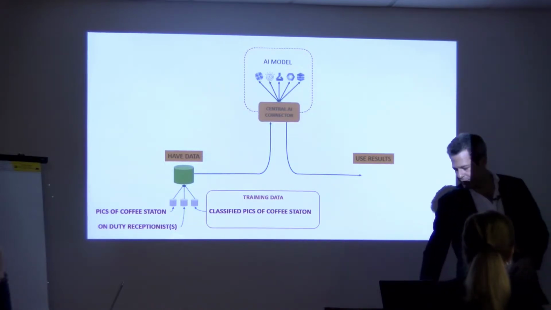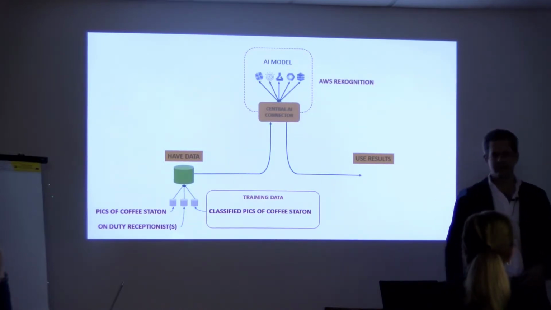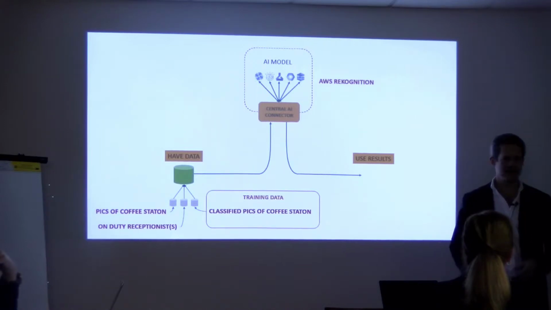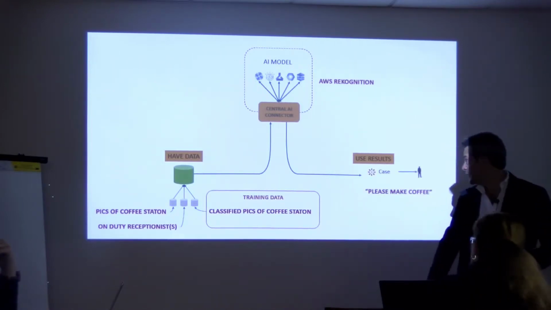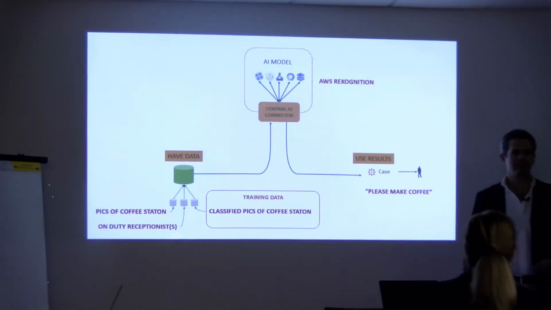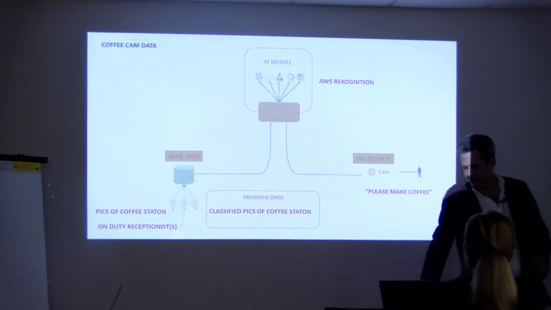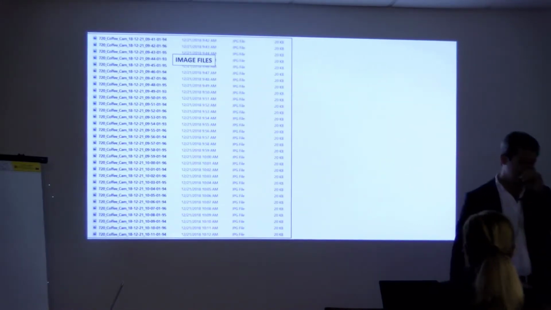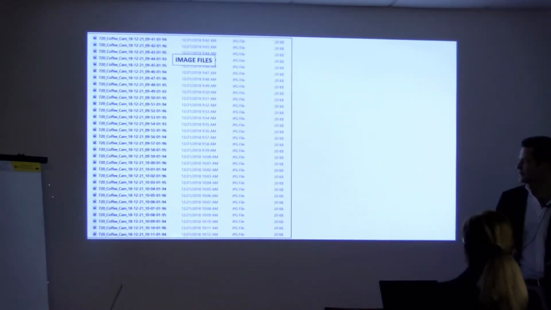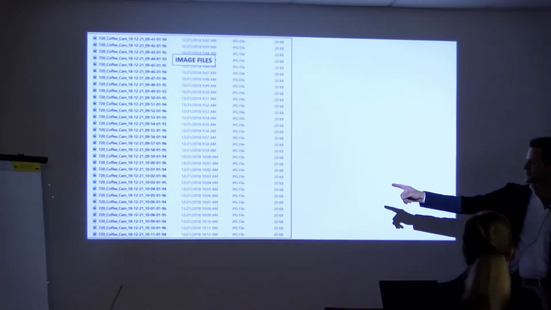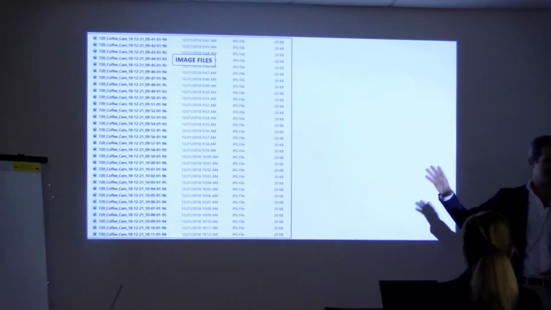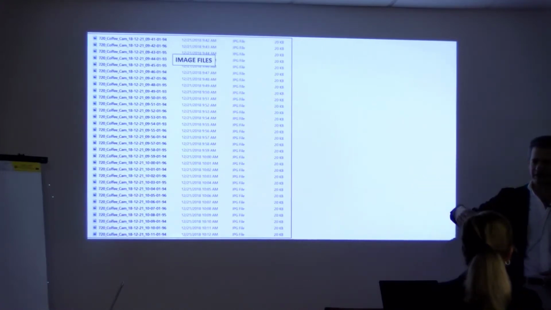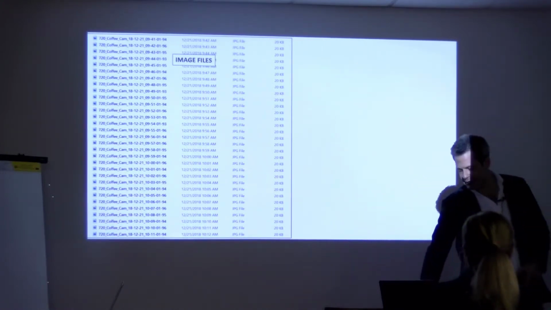So what happens is we used AWS Rekognition. That's not a typo. That's the way they spell it. And the result at the end of the day is that we want a case that says, please make coffee. Okay, and so what does it look like? Well, here's the data. It's a bunch of images. There's a new one every minute, right? You can literally see the increments of minutes in there. So the camera takes a picture, dumps it into a file. That's our data. And then we needed a way to classify it.